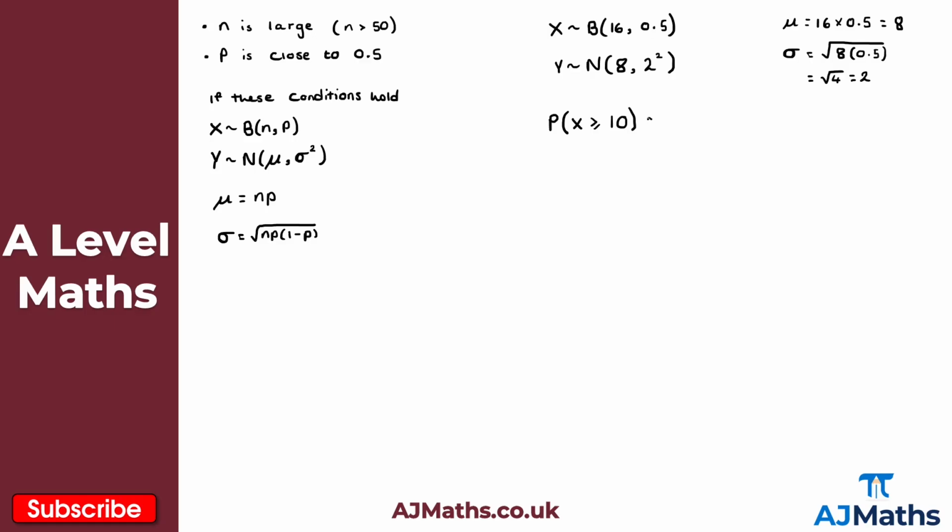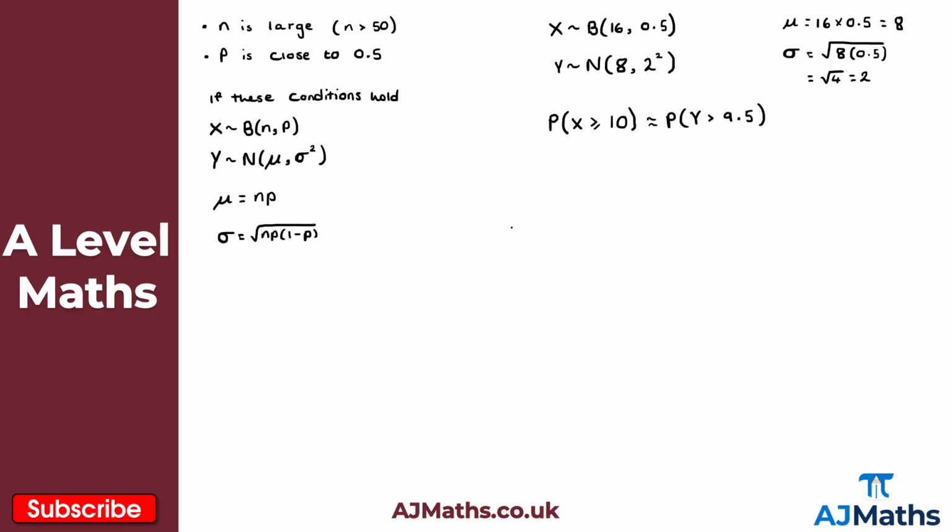So for our approximation, this would be the probability that y. Now in this case, we're looking at x being greater than or equal to 10. So we need to include the 10 here. So x is greater than or equal to 10, so it could also be 10 as well. So in that case, what I need to do is subtract 0.5 from 10, because in that case we would include the 10 as well. So we say y is greater than 9.5. So let me just redo that 9 so it's neat. So 9.5 there.